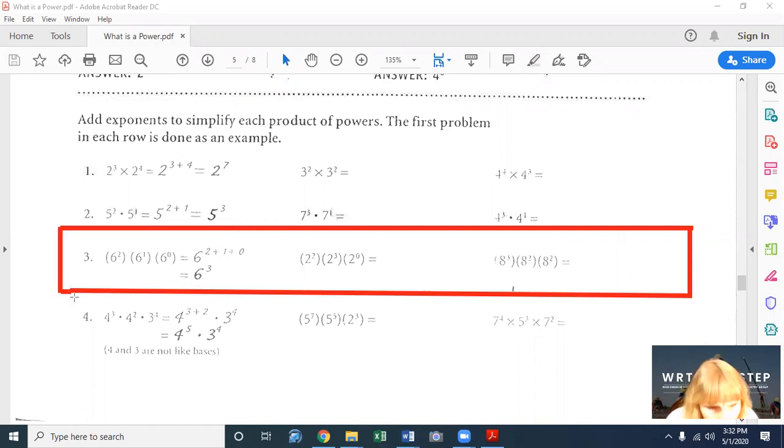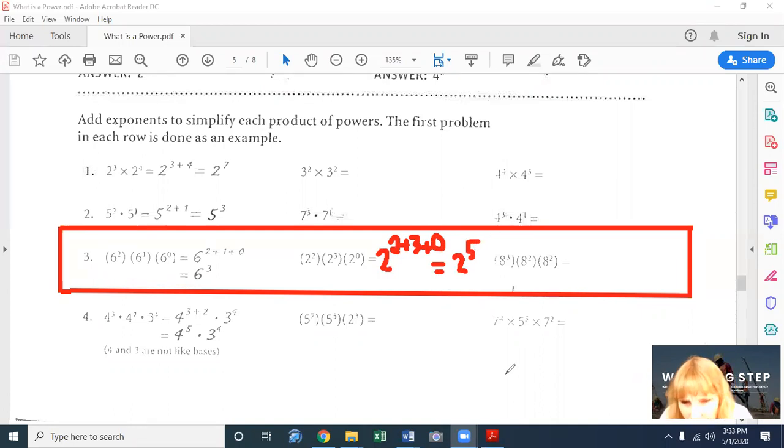Okay, so we have 6 to the second power, 6 to the first power, 6 to the 0 power. That's the same as 6 to the, this one's done for you, 6 to the 2 plus 1 plus 0, 6 to the third power. So let's do the next one. 2 to the second power. So it's going to be 2 to the second power plus 2 to the third power plus the little 3 plus 2 to the 0 power is a 0. So it's good. The answer is going to be 2 to the fifth power. There you go.